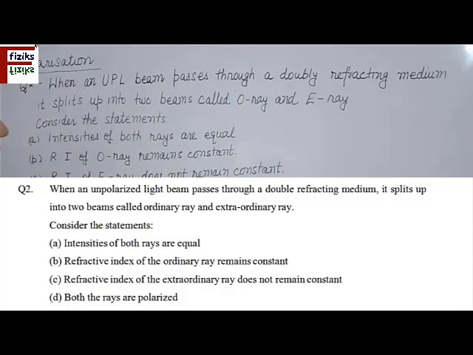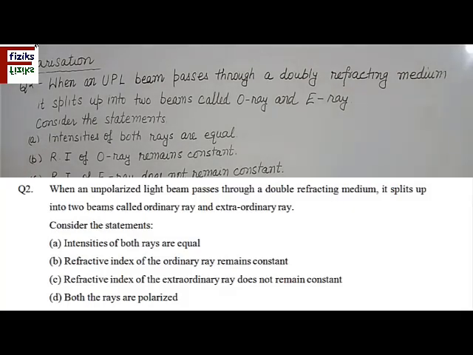This is a multiple choice question in which more than one option can be correct. Here the question is: when an unpolarized light, UPL means unpolarized light or beam, passes through a doubly refracting medium, it splits up into two beams called O ray and E ray. This is known as double refraction. You are well aware of it. We have discussed this in detail in last classes.